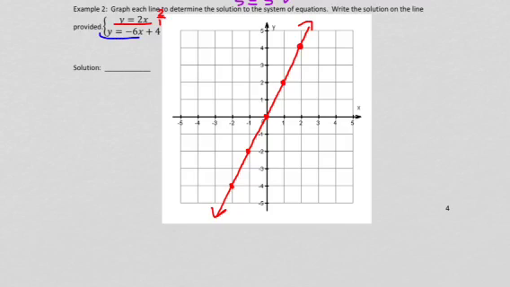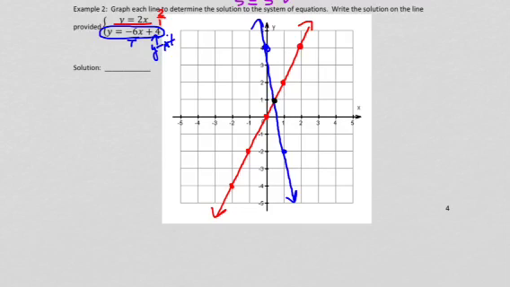Now I'm ready to graph the second line. So my y-intercept is 4. So I'm going to start at 4 on the y-axis. And then my slope is negative 6 over 1, which means I'm going to go down 6 and right 1. Now if I try to go down 6 and right 1 again, I will be off the grid. So I'm going to use a straight edge to connect those points. This one is also a little bit hard to decide what the exact point is.